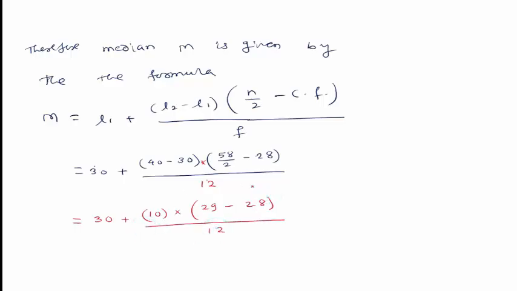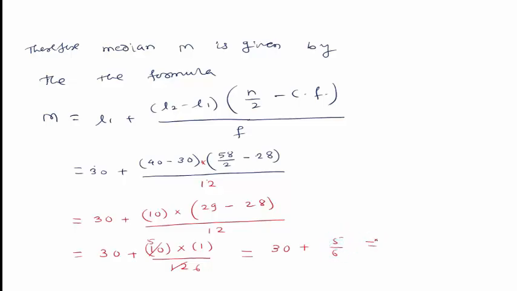First we have to calculate this fraction, not add 30 to this 10. So this is 30 plus 10 into 29 minus 28, which is 10 into 1, divided by 12. This is equal to, see here, 2 5s are 10 and 2 6s are 12. So this is equal to 30 plus 5 by 6.